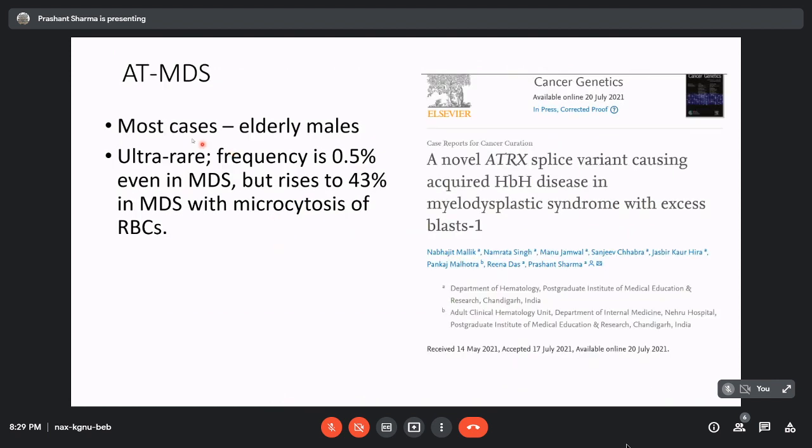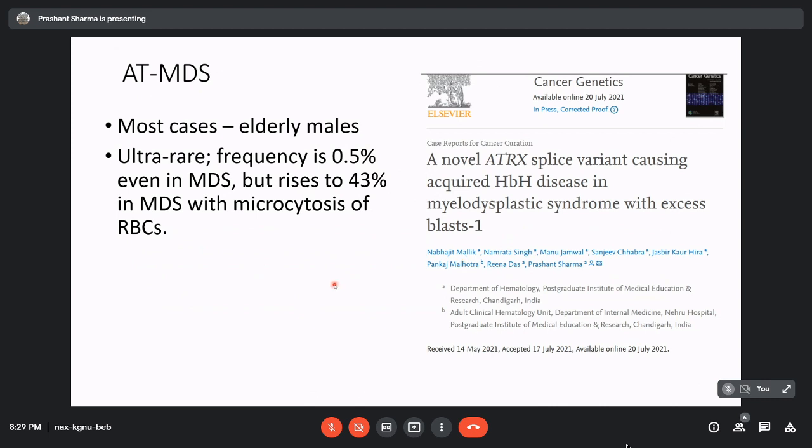Okay, so most cases of alpha thalassemia with MDS are elderly males, and this is extremely rare. The frequency is 0.5% even in MDS. But if you take those MDS who have microcytosis, since MDS typically have macrocytosis, then the frequency rises to about half.